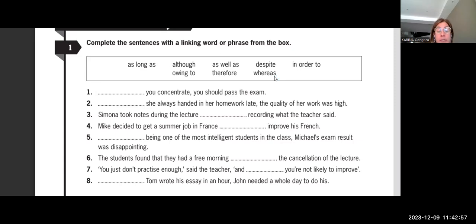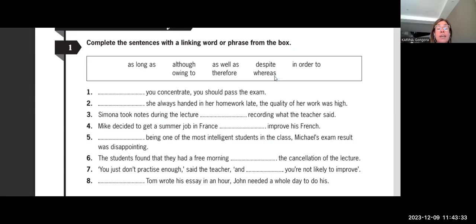Are you ready? Yes. Very good. Excellent. Okay, number one, condition. As long as. Very good. Excellent. Number two, contrast. Although. Very good. Although. Listen, it's although, so soft. Number three is adding. As well as. Very good.